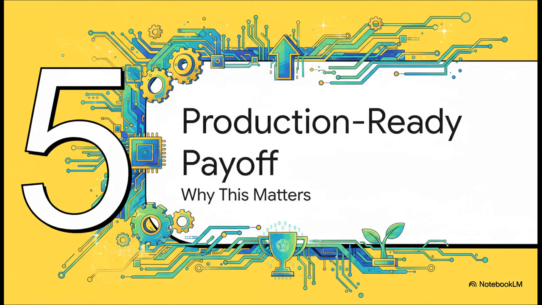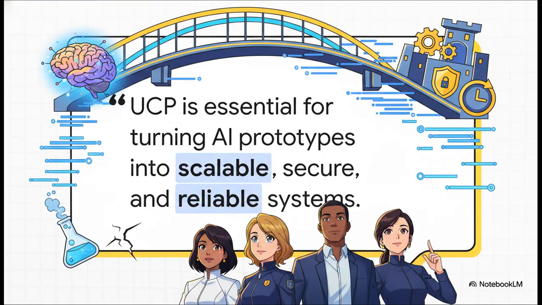All right, let's bring this home and talk about the payoff. Why should your business even care about this? What's the ultimate benefit of getting all this right? And here's the bottom line. A unified control plane is the bridge that takes a clever AI prototype and turns it into a true enterprise-grade system. It's what moves you from a cool experiment in the lab to a service that is scalable, secure, and reliable enough for your customers to depend on day in and day out. Without that bridge, your AI is just stuck in the lab.